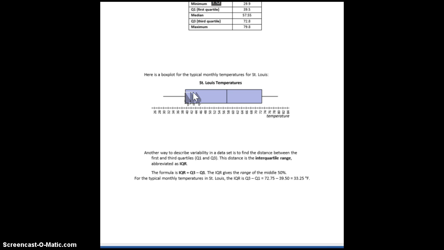So in this case, the IQR is 72.75, or 72.8, minus 39.50, which is 33.25. So 50% of the data is within a very wide range, and you can see that the IQR is large. To have less variability, you would want those two rectangles to be as short as possible. The longer the rectangles are, the larger the IQR is, the more variability you have in your data.